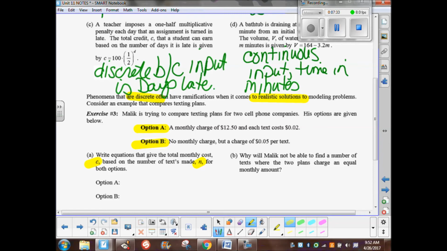So talk to me. Who's got A? Use those variables. Option A. What do you think, Simon? So it's going to be like 1250 M? No, for option A, plus 1250. Give me the equation. C equals X N plus 12. Okay. B.